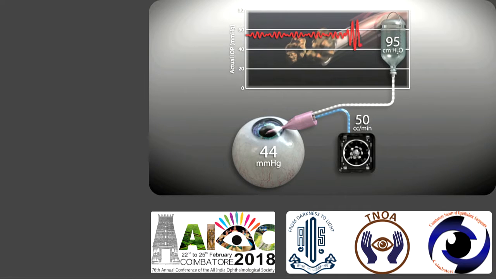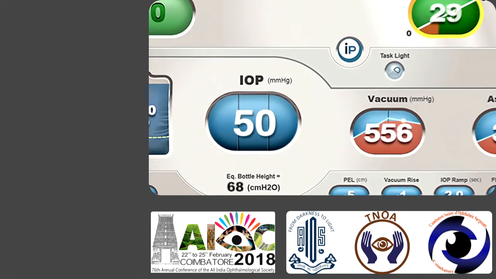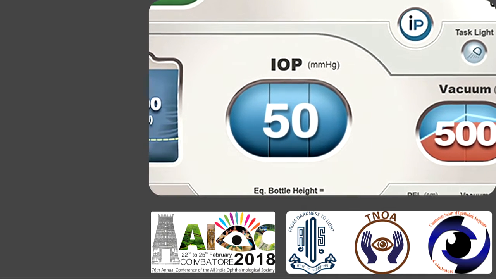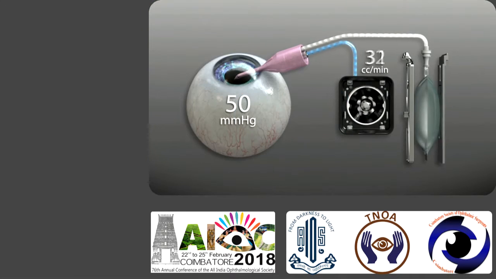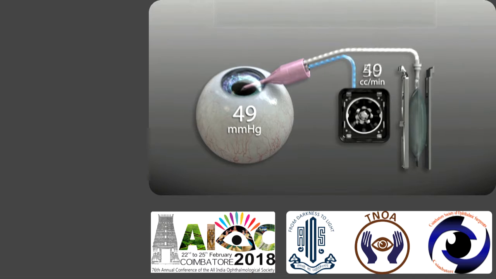of the phaco tip. The Centurion Vision System's active fluidics technology is able to detect flow rate, irrigation pressure, and vacuum, and compensates for the pressure loss by squeezing the BSS bag more to help maintain the surgeon-selected IOP. This results in a more stable anterior chamber.